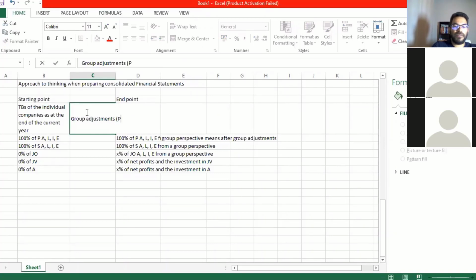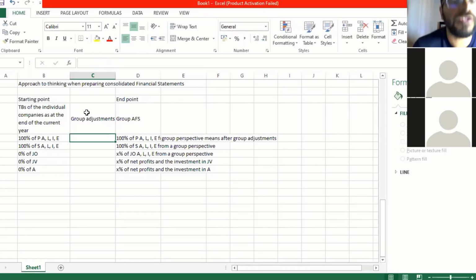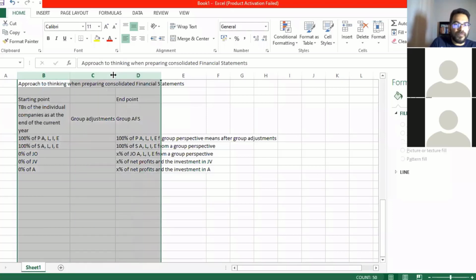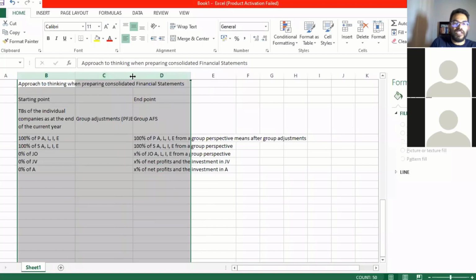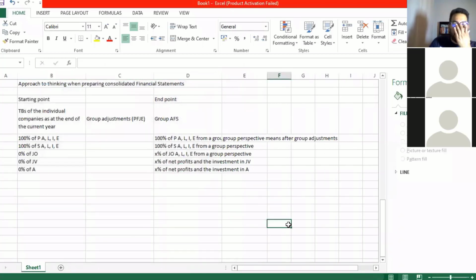Which is known as pro forma journal entries. The reason why it's called pro forma means not real, okay? Pro forma means it is not real. We're not actually adjusting the separate trial balances. Shoprite's trial balance remains Shoprite's trial balance. We are only processing journal entries in Excel to account for differences to get to the group FS, and that's why we call it pro forma.